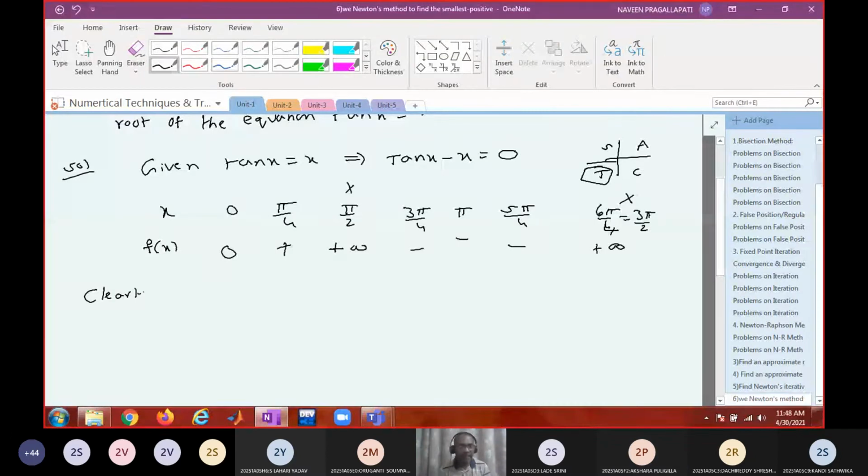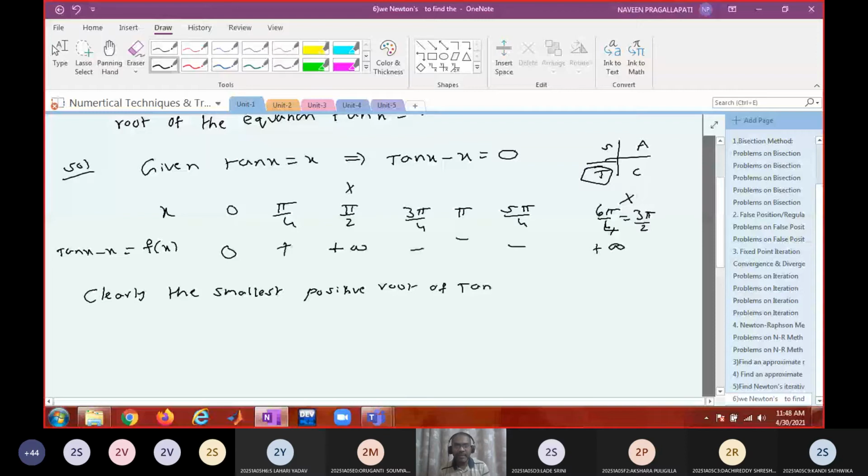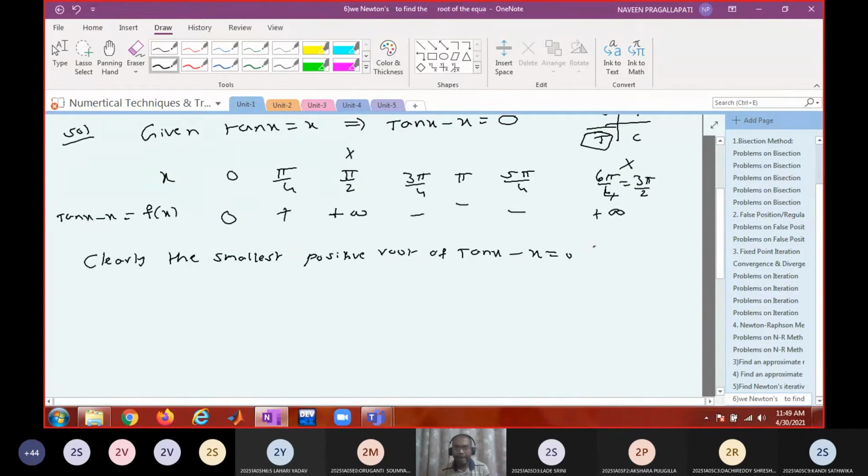So clearly, the smallest positive root of tan x minus x equal to 0 lies in the interval, shall I write 5 pi by 4 to 3 pi by 2?